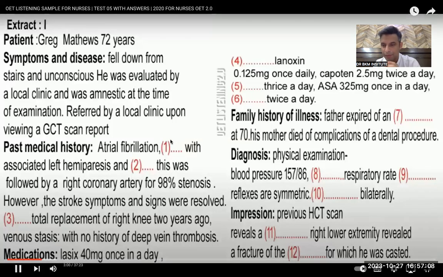Zantac 150 milligrams. Now Zantac spelling can be wrong. Again, that is why I'm saying OET can only be taught by medical professionals. Zantac, I have been listening to since my childhood. I don't know whether it is the same Zantac, but it mostly has the salt ranitidine, I guess, but I'm not 100% sure. But yes, I have heard this word a lot. But again, you can spell it wrong.